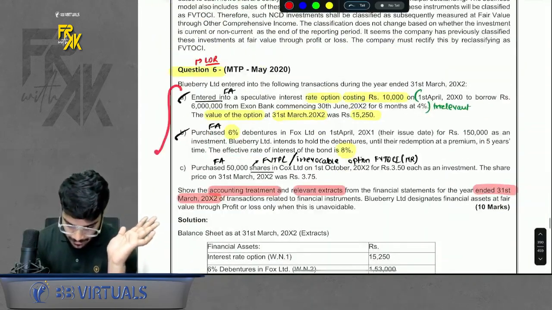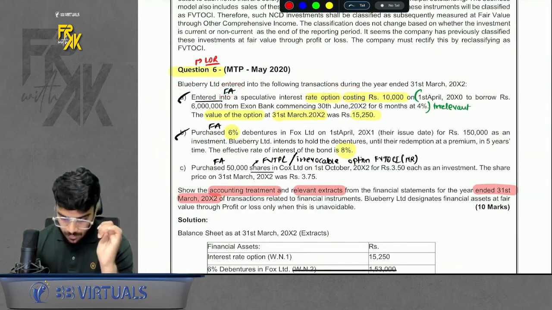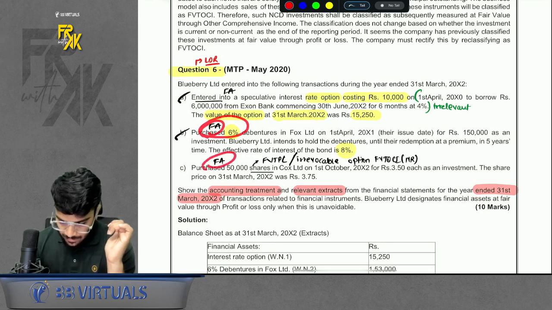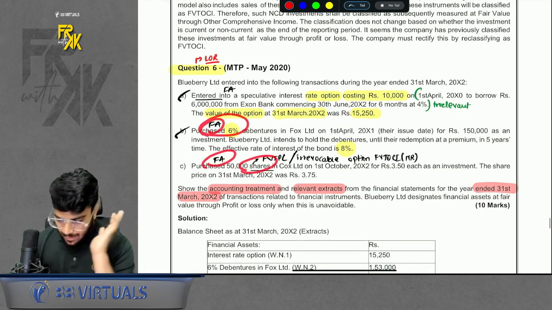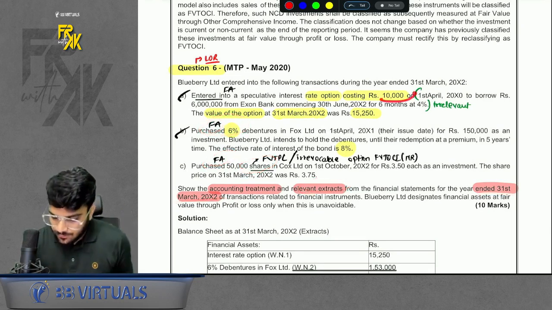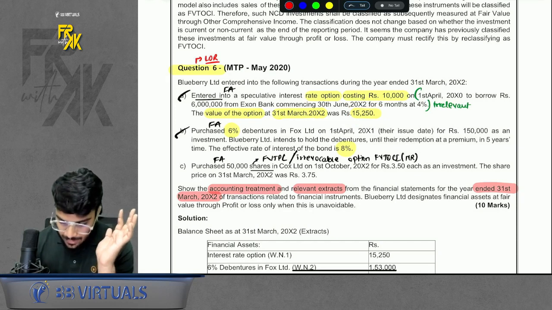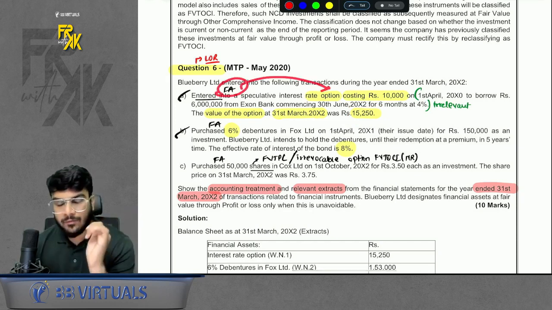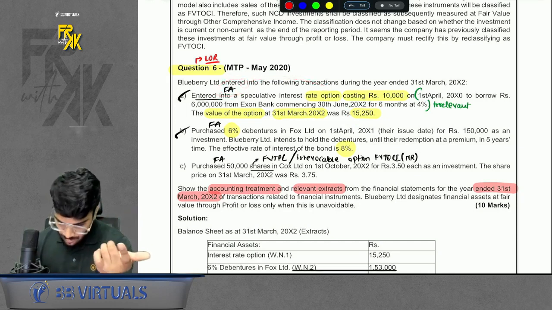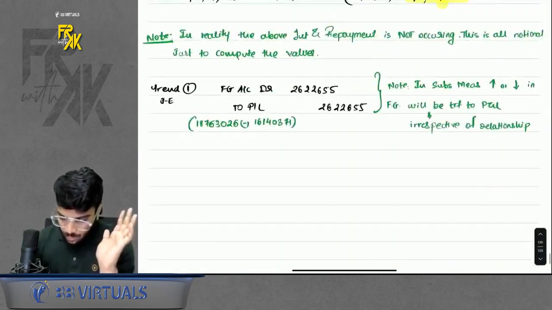In this question, we are basically buying 3 financial assets. One is an option, one is a debenture, and one is shares. We are asked for the balance sheet extracts on year end. How to do the accounting? It is very simple. First you buy at 10,000. Value on year end is 15,250. When you are buying an option, it is like a derivative which you are buying. You bought a derivative for 10,000. The value went up to 15,250.